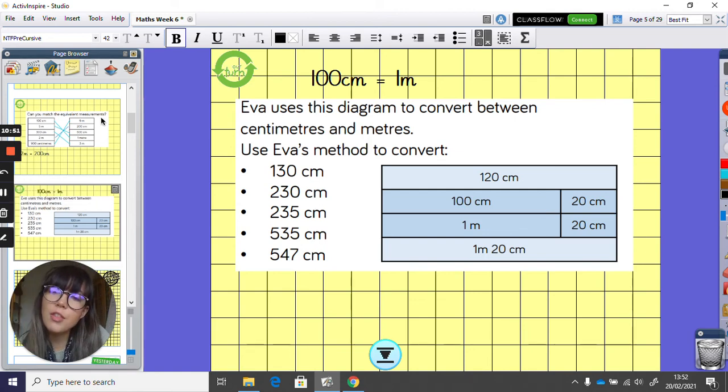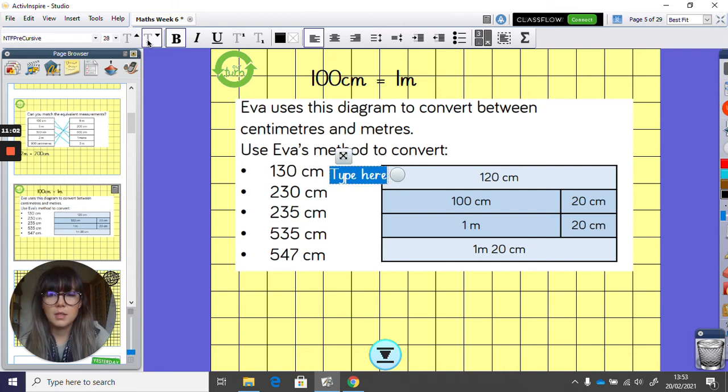So, we've got 130 centimetres. So that could be split up into 100 centimetres and 30 centimetres. So that one is going to be, let's make it a bit smaller, 1 metre, 30 centimetres. You don't have to write the and, you can just write it like that. Now this one's a bit tricky because it's not 1 metre, is it? It's 200 centimetres and 30 centimetres. So that will be 2 metres and 30 centimetres.